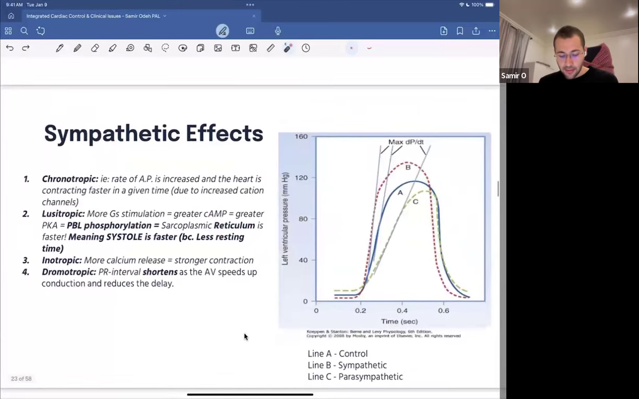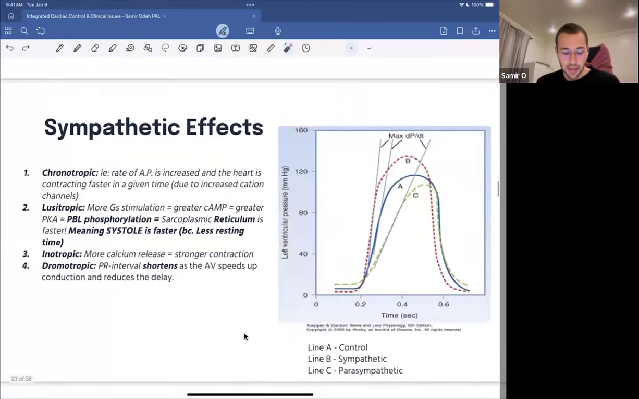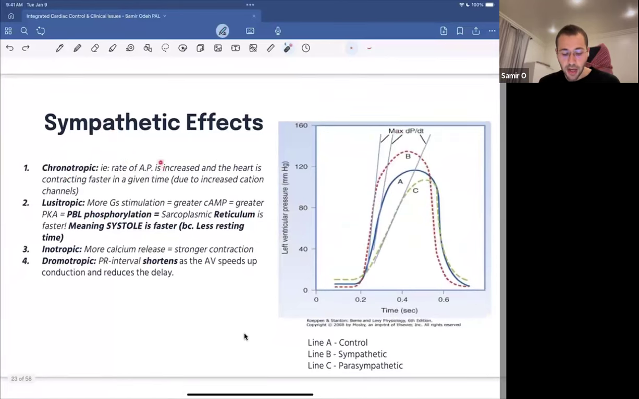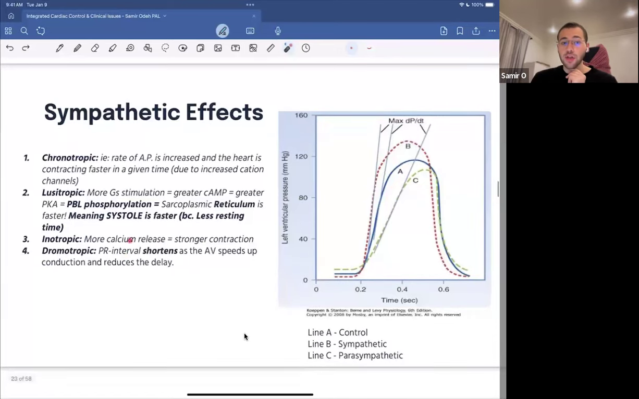Now, this is just an explanation of everything I just said. So chronotropism, the rate of action potentials is increased, and the heart is contracting faster in a given time. Then lusitropism is, again, phospholamban, that calcium is being taken up faster and released faster. And finally, inotropism. Inotropism just means our frequency of heartbeats is faster. Sorry, that is the strength of the contractions is stronger.